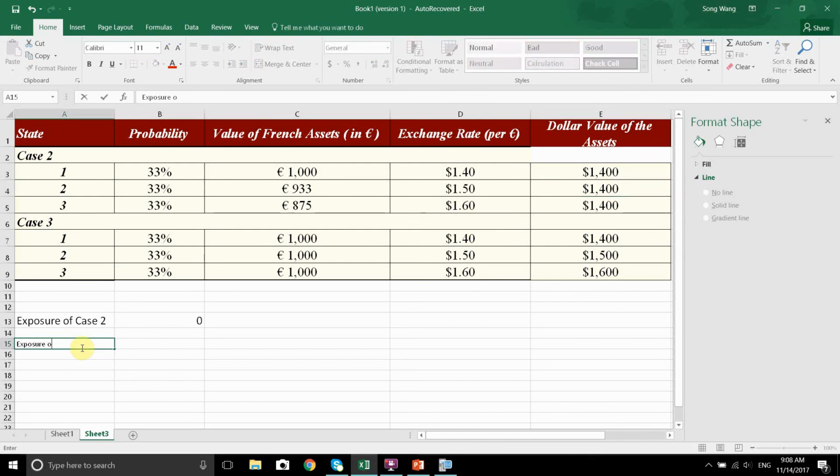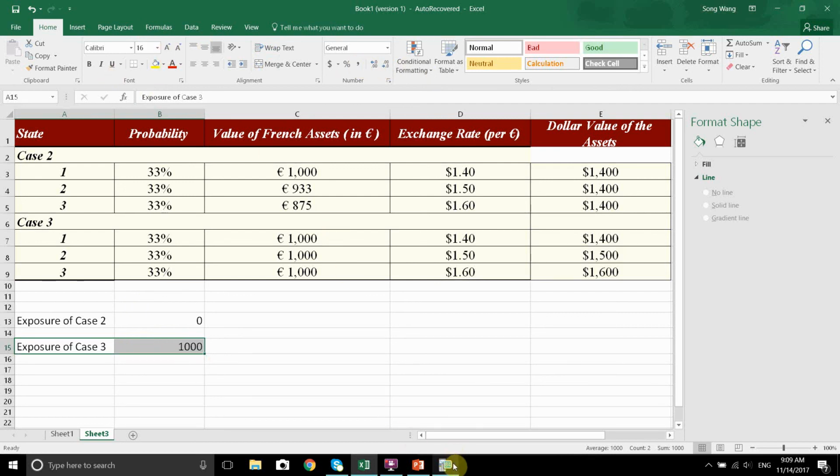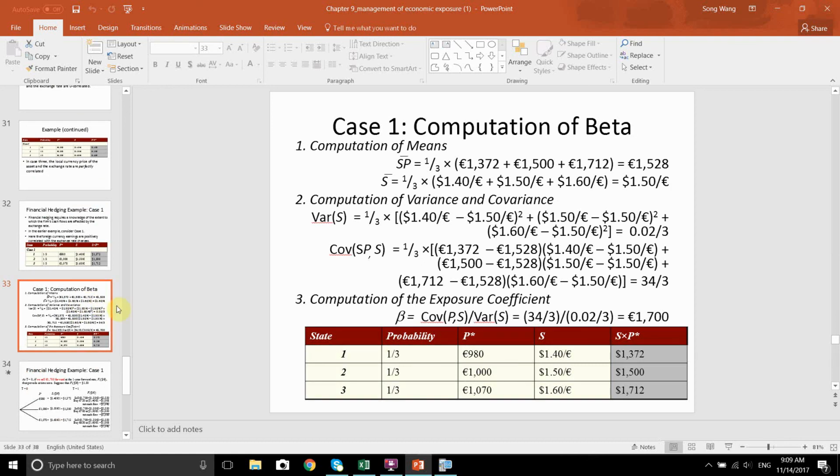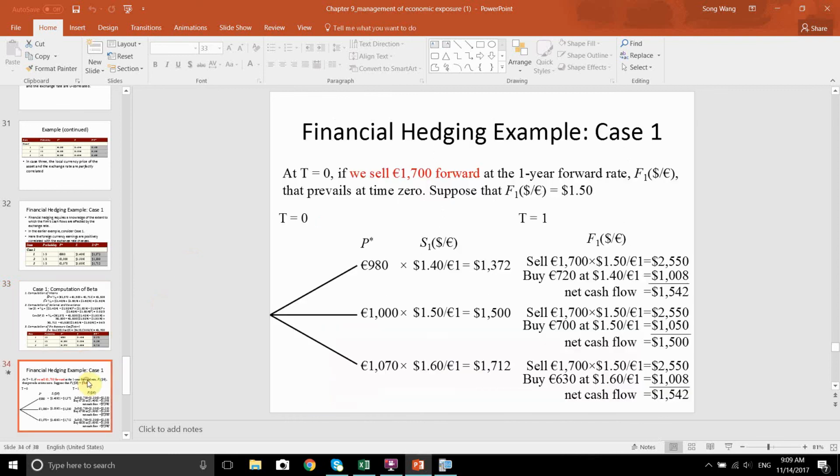Then the exposure of case 3 this time, we use the same function, slope, the dollar value here, and then the exchange rates here. So that's 1,000. After we get the value for economic exposure, how are we going to use it? Right here, what you see is how you can use the mathematical formula to solve for beta. It's going to be a long procedure, it's going to take a lot of time, and you still get 1700. But I do not recommend doing this whole thing. Just use Excel, use one slope function, and that's it. That solves everything.